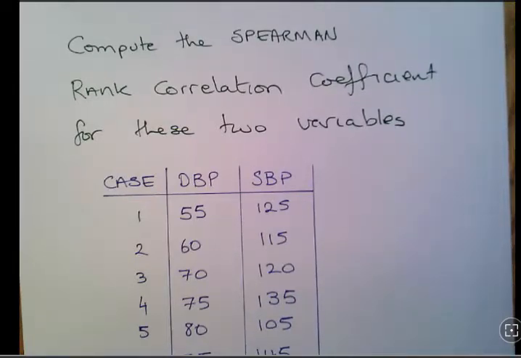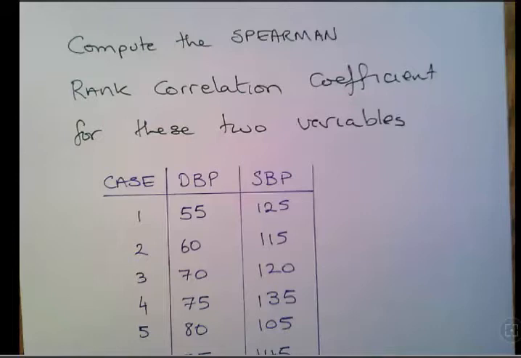Okay, in this presentation what we are going to do is calculate the Spearman rank correlation coefficient. So what I got here is two variables, DBP and SBP. Just for the sake of brevity, I'm going to keep this really short, but these are related to blood pressure measurements, and this is the type of thing that you might see in medical statistics. So DBP is diastolic blood pressure and SBP is systolic blood pressure.